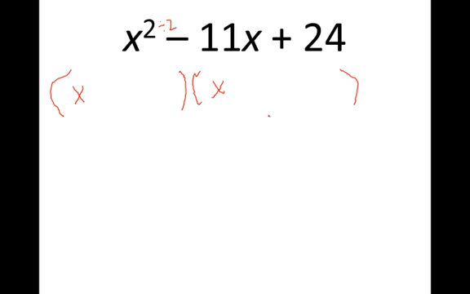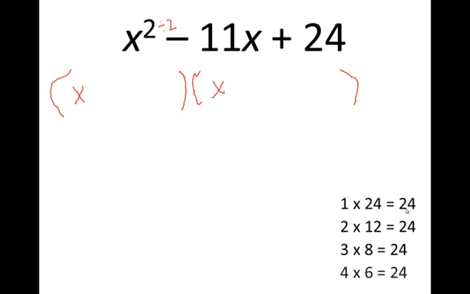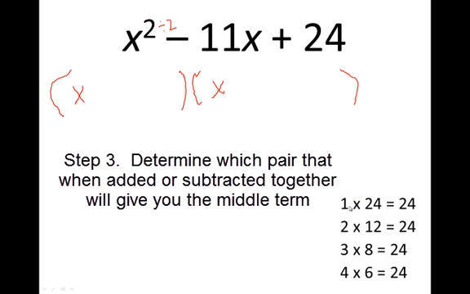And then after that, you have to write down all the factors of your last digit. This 24 is my last digit, so I'm going to list all the possible factors of that. So we have 1 times 24 is 24, 2 times 12 is 24, 3 times 8 is 24, and 4 times 6 is 24. So these guys here are my factors. Then you look at each pair here and ask yourself, if I were to add or subtract any of these pairs, which one will give me an 11?